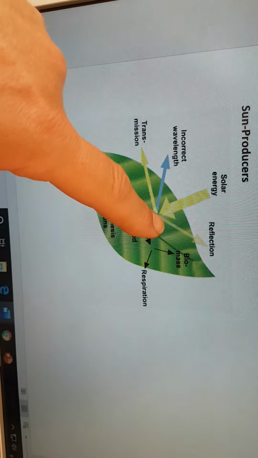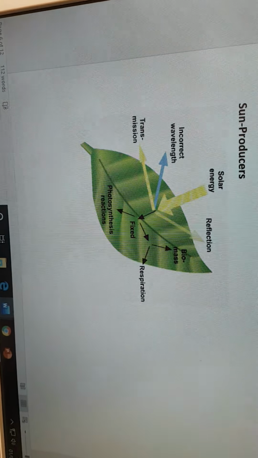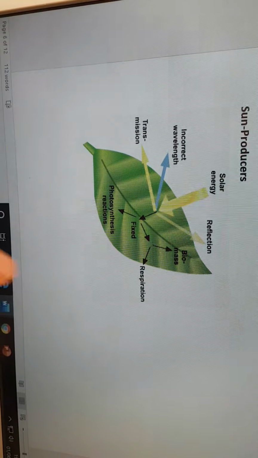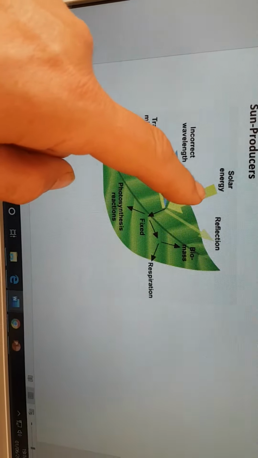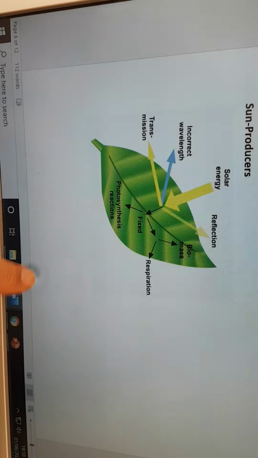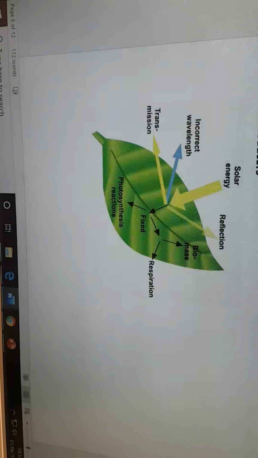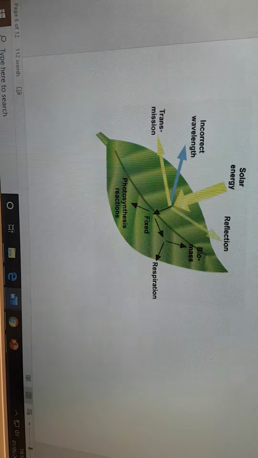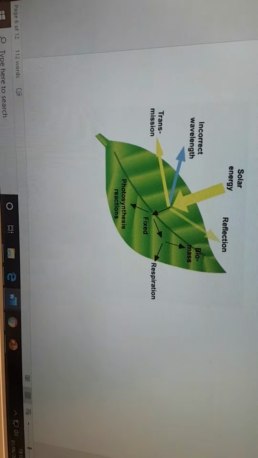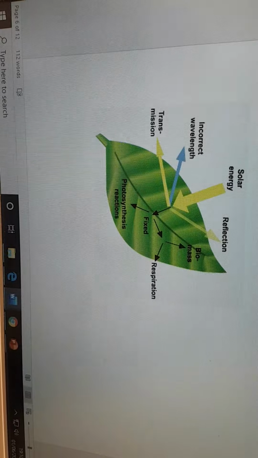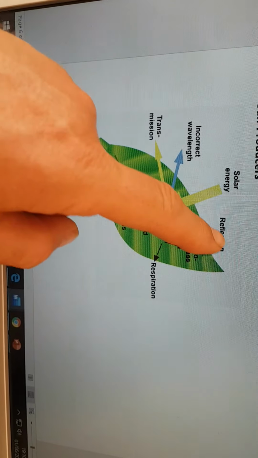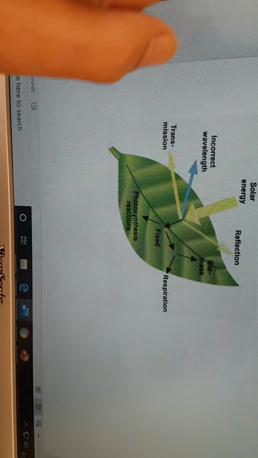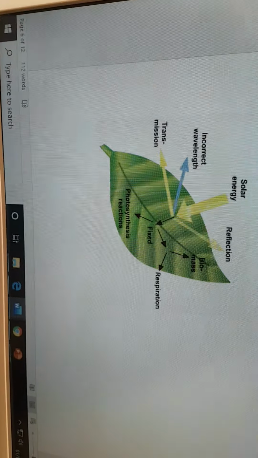Some of the light that hits the plants is just reflected off the leaf surface anyway. Secondly, quite a bit of it is transmitted, otherwise it just passes right through the leaf. Why would this happen? Well, it can only be absorbed if it hits chloroplasts, and not all light is going to hit chloroplasts. Some of it would be reflected off the cell walls, but then some of it is also the incorrect wavelength. What on earth does that mean?